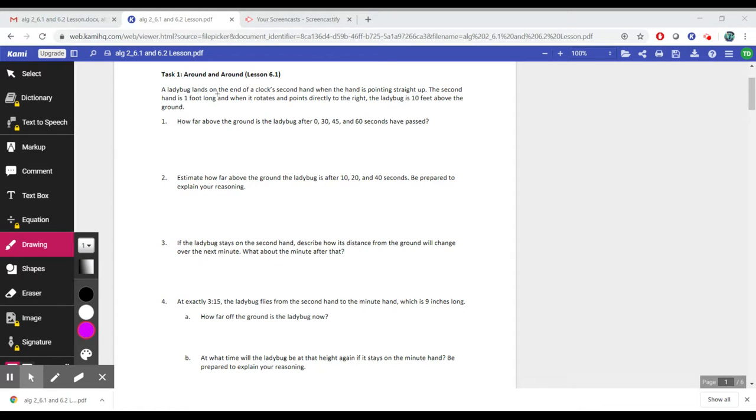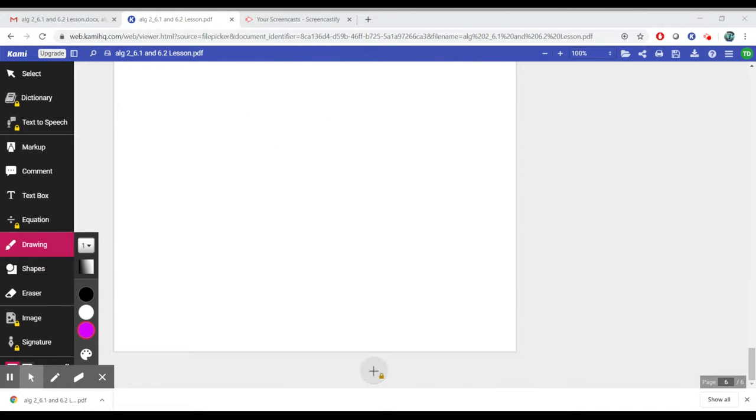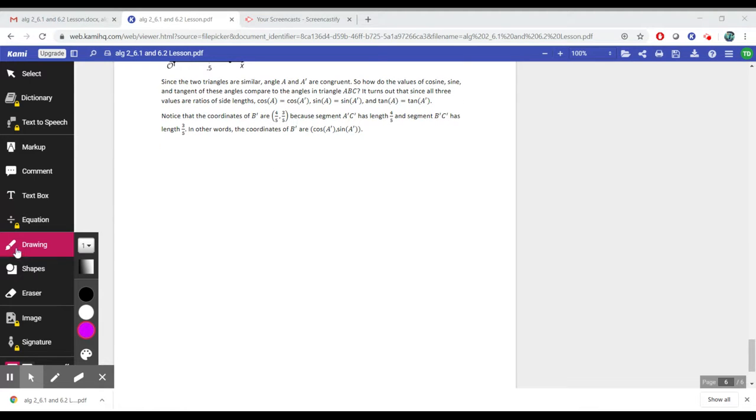It says a ladybug lands on the end of a clock's second hand when the hand is pointing straight up. The second hand is 1 foot long, and when it rotates and points directly to the right, the ladybug is 10 feet off the ground. Our first question is how far above the ground is the ladybug after 0, 30, 45, and 60 seconds have passed? I think it can be helpful for us to draw a diagram. So I'm just going to scroll to the end here where I have some space to draw, and we'll see if we can get a good one going.